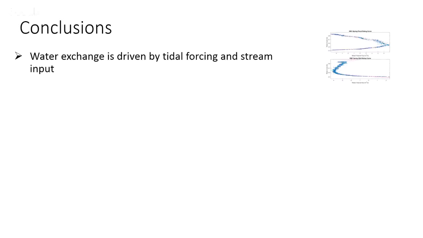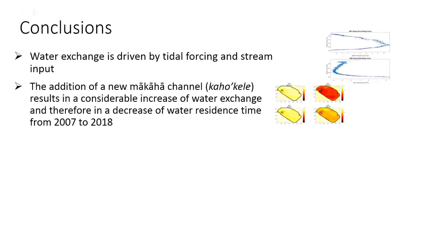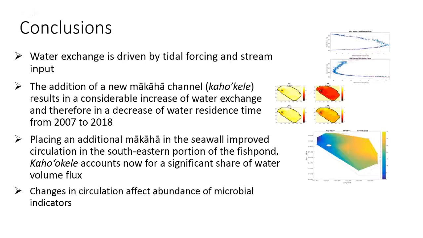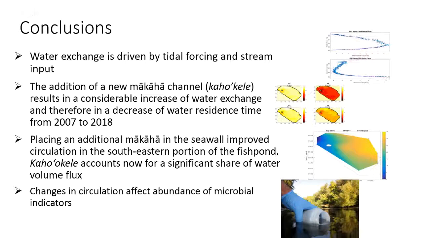So my main conclusions are that water exchange is driven by tidal forcing and stream input, and that the addition of this new mākāhā channel resulted in a considerable increase of water exchange and therefore in a decrease of water residence time from 2007, so before the ocean break, to 2018 after the ocean break repair. And that placing an additional mākāhā in the seawall really improved circulation in the southeastern portion of the fish pond.